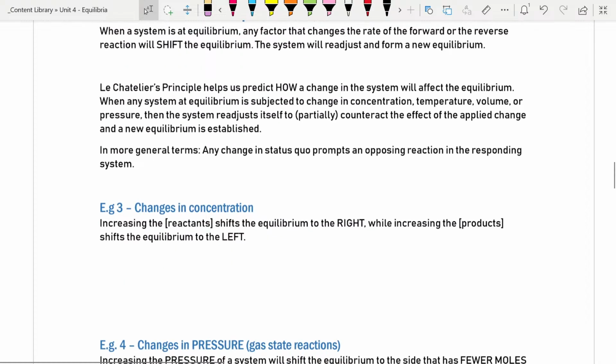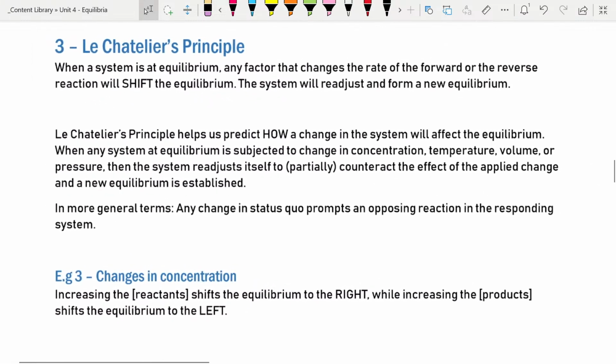This introduces us to an idea called Le Chatelier's principle. We're going to finish up with this tomorrow, but I want to start it today. When a system's at equilibrium, any factor that changes the rate of the forward reaction or the reverse reaction will cause a shift. And the system will readjust and it will form a new equilibrium.